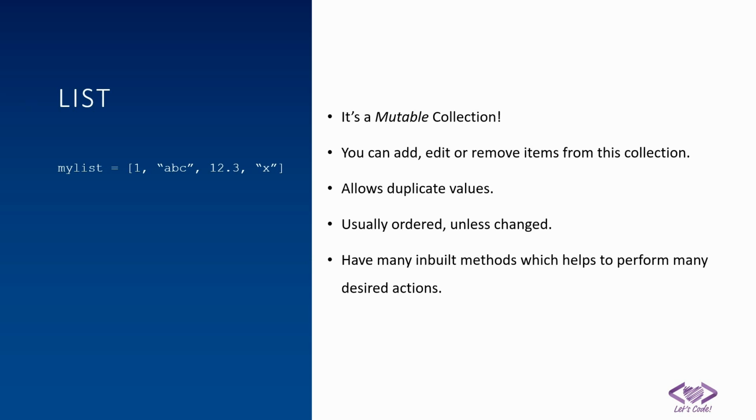And it's a mutable collection. That means you can add, edit, or remove items from this collection. You can change the elements which are there, and it is ordered. So you have indexing, and based on your index, you can find elements. It allows duplicate values as well. So if you are entering multiple elements with the same value, it will allow. And there are multiple inbuilt methods which are available to perform various actions on lists.